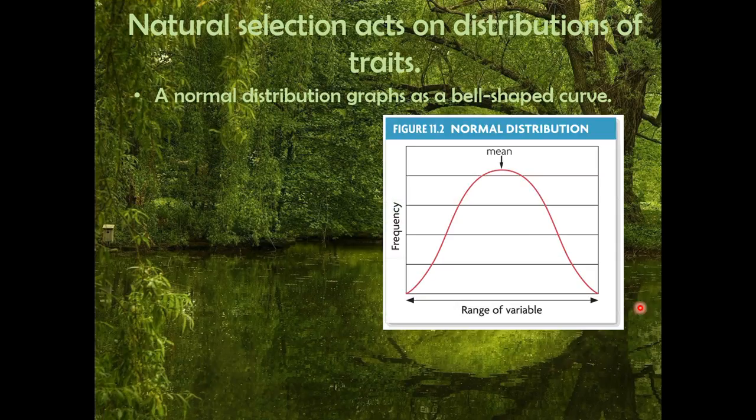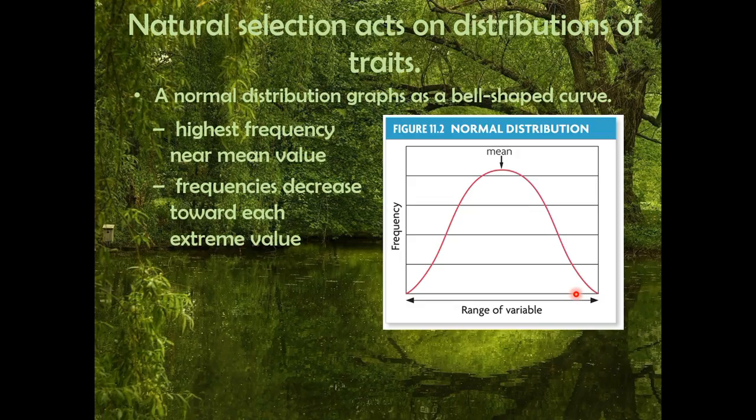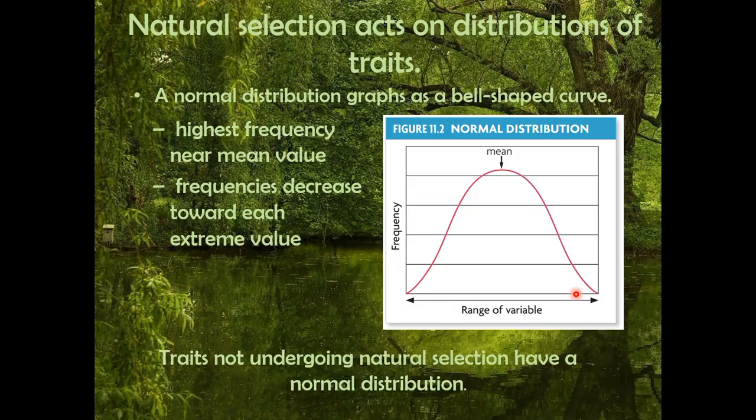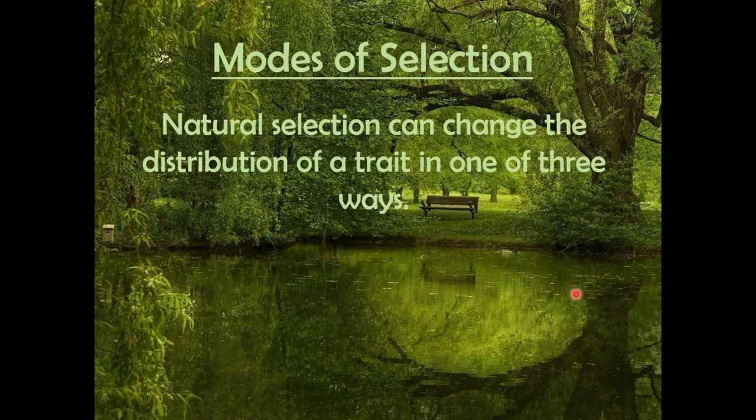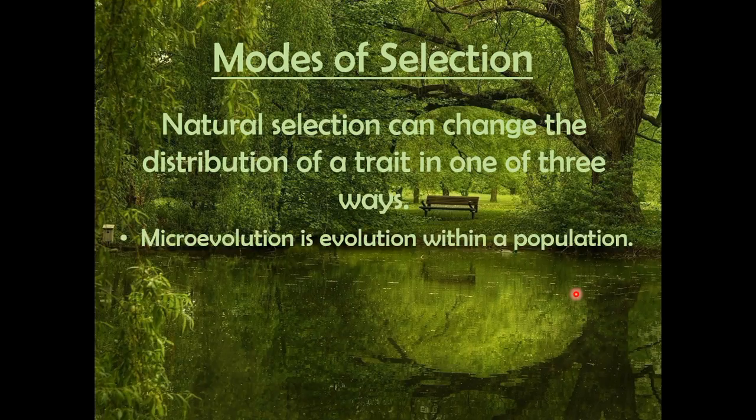So a normal distribution is a graph that looks like this, where the mean has the highest number of individuals, and the farther away you get from that mean, the fewer individuals there are. The highest frequency is near the mean value, and the frequencies decrease toward each extreme. This is what we see in traits that are not undergoing natural selection, because not everything is being selected for at the same time. So anything that is not undergoing natural selection has a normal distribution. But if it is undergoing natural selection, we can see these different modes and how they apply to the specific traits.